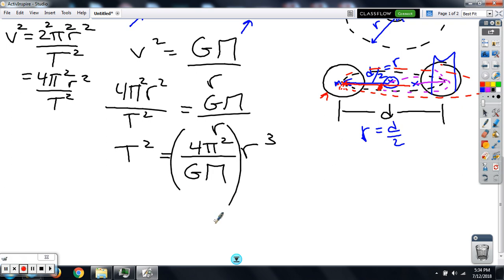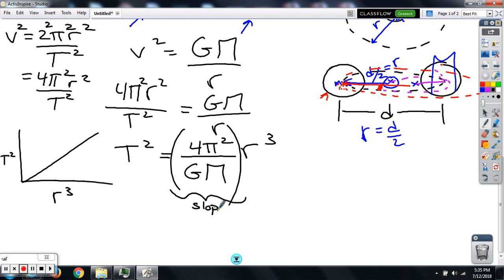So kind of reflecting back on what we talked about with graphs and constants of proportionality and meanings of gradients and things like that. If I were to graph T squared with respect to r cubed, because what I have in parentheses there is a constant, this should produce a straight line, and the slope would be this quantity here. Now, the slope is some obscure number, depending on the system that you're talking about.